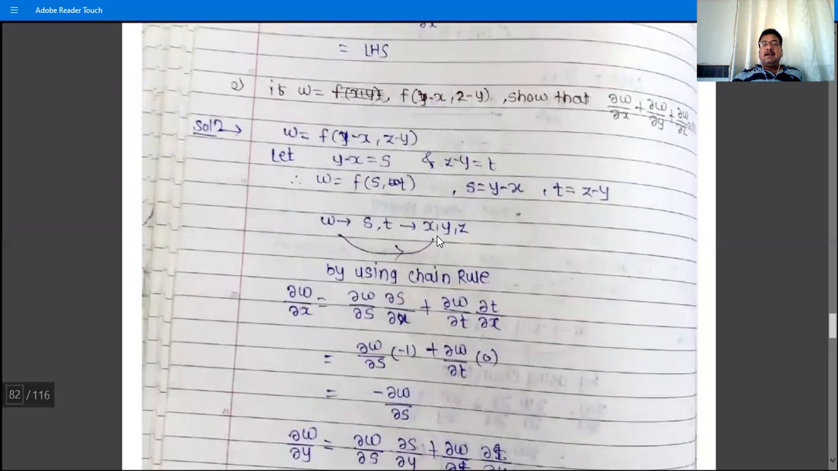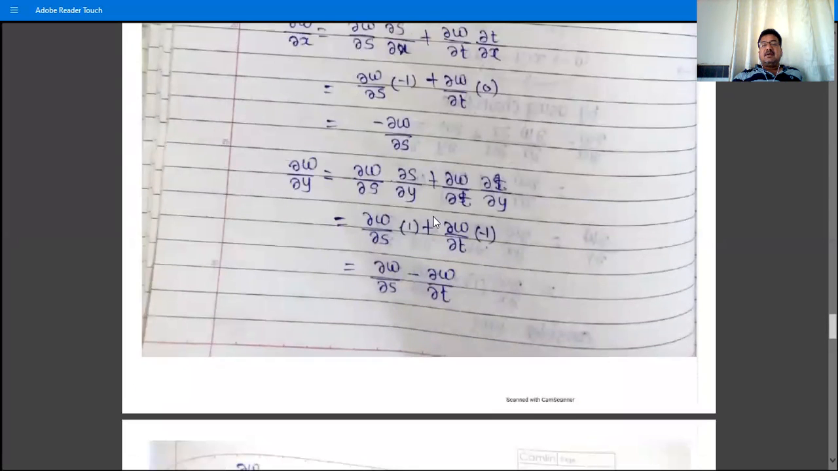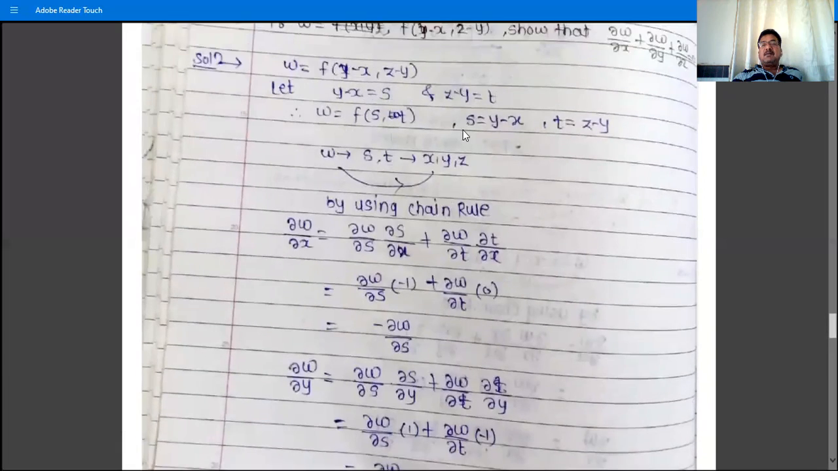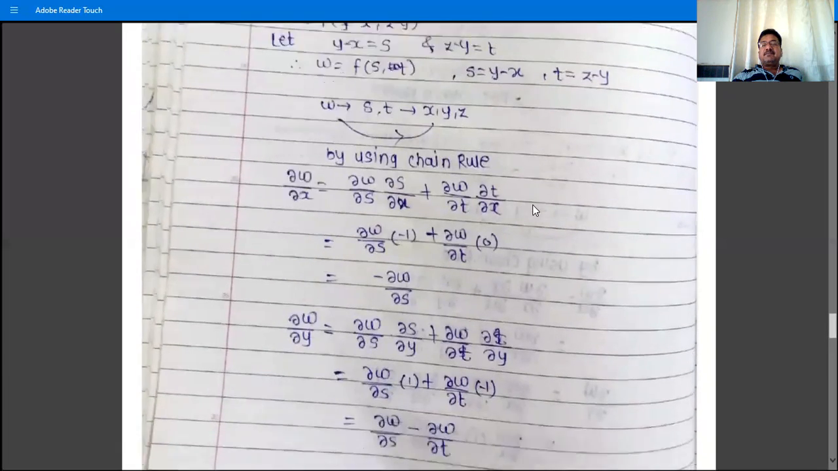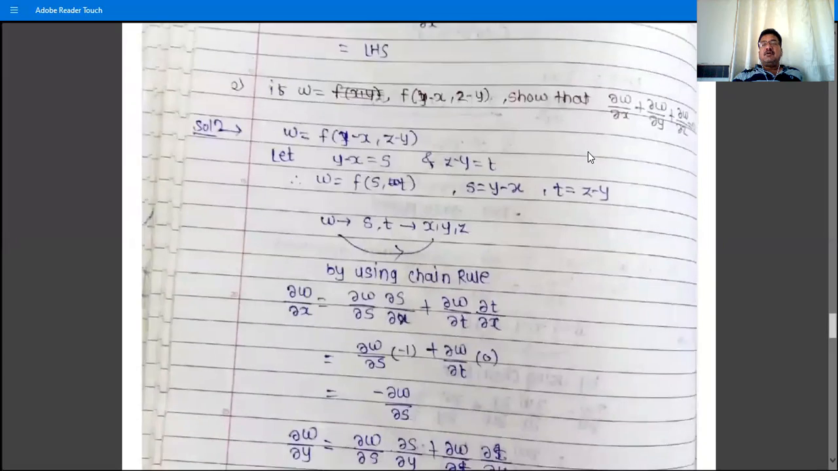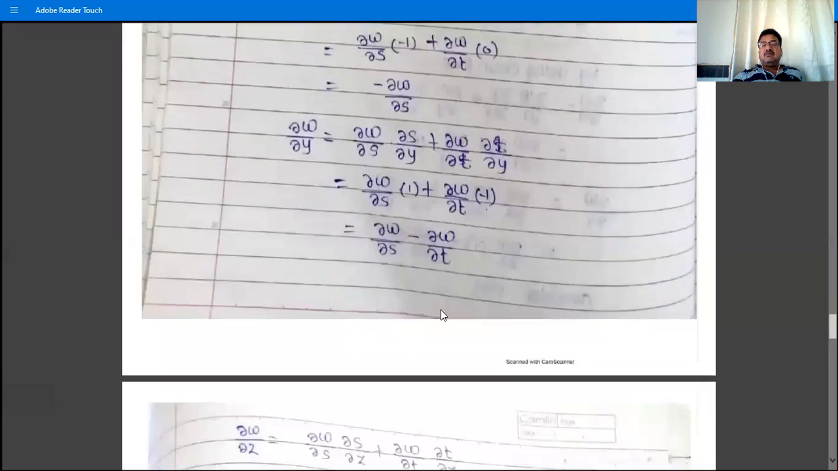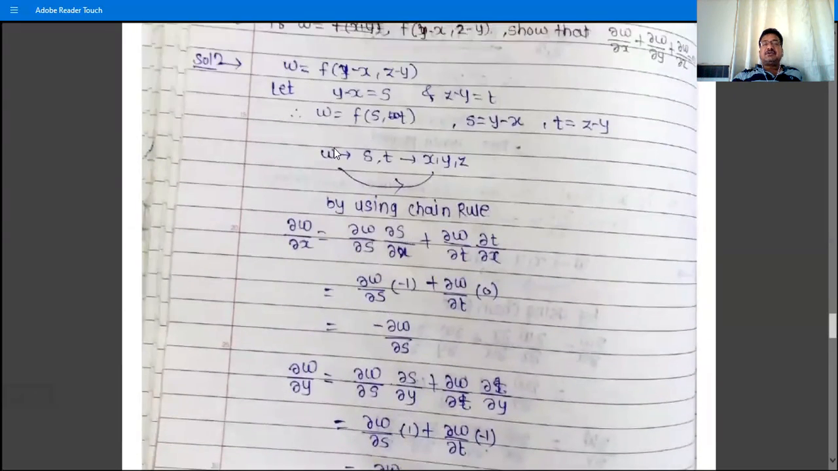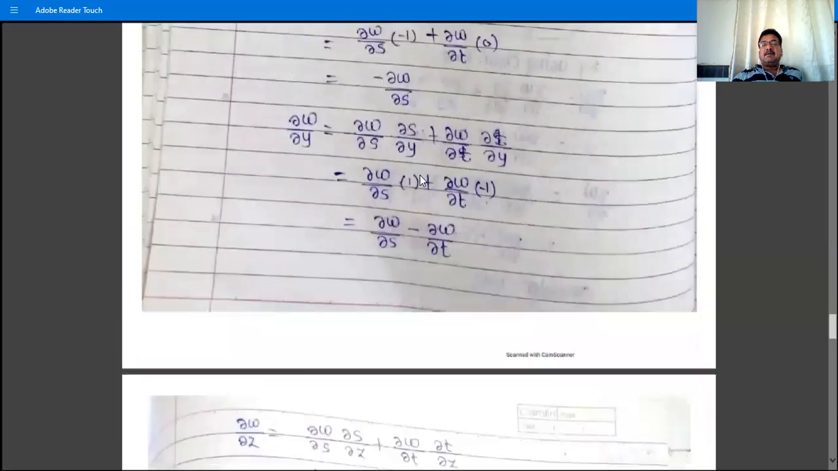Similarly, ∂w/∂y is ∂w/∂s times ∂s/∂y plus ∂w/∂t times ∂t/∂y. Then substitute: the derivative of s with respect to y is 1, and the derivative of t with respect to y is minus 1, and we have this answer. Then ∂w/∂z lastly. ∂w/∂z is ∂w/∂s times ∂s/∂z plus ∂w/∂t times ∂t/∂z.